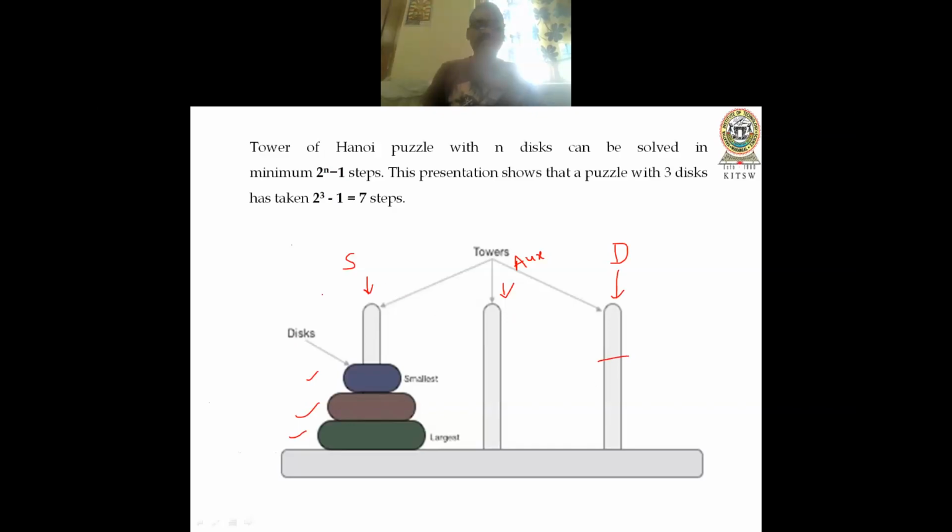If the Tower of Hanoi has n number of disks, the total number of moves required to solve this problem is 2 power n minus 1 steps. In this figure, we have shown 3 disks, so 2 power 3 minus 1, which is equal to 7 steps. 7 steps are required to transfer all the disks from the source to the destination, in exactly the same order.